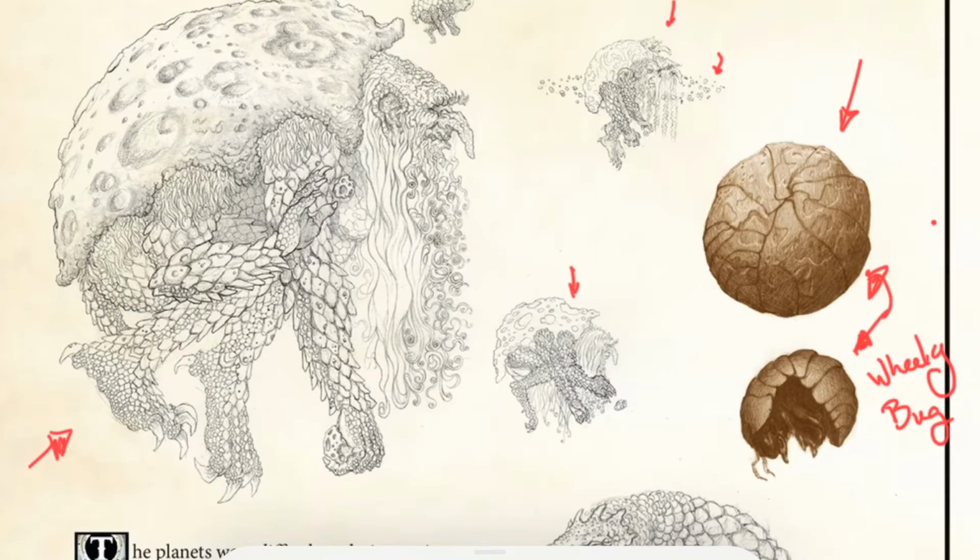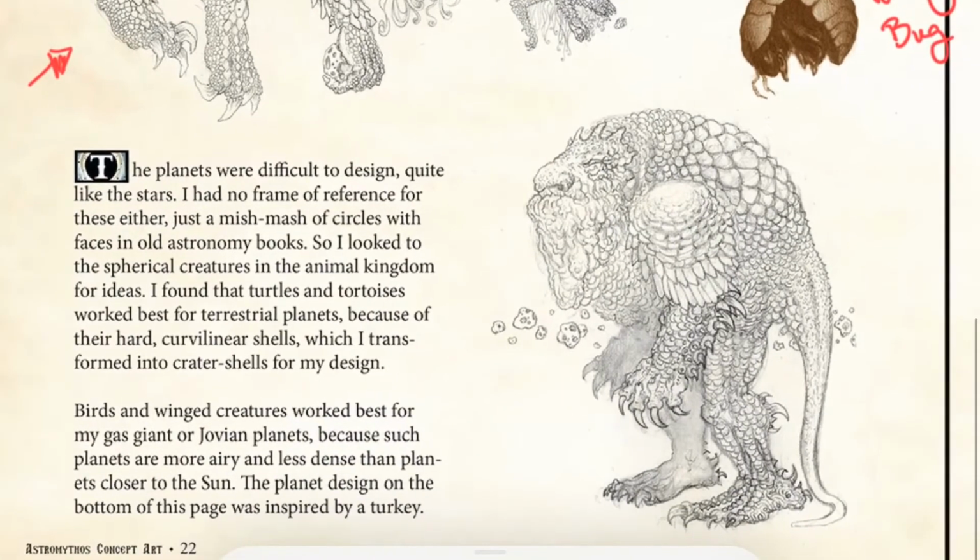Now, here's what he has to say about this larger, more finished illustration that he does of a planet. He says, the planets were difficult to design, quite like the stars. I had no frame of reference for these either, just a mishmash of circles with faces in old astronomy books. I totally want to see those. Some of John's work really reminds me of Byzantine illustrated manuscripts, and I think that's kind of what he's referencing there, these old little faces from manuscripts.